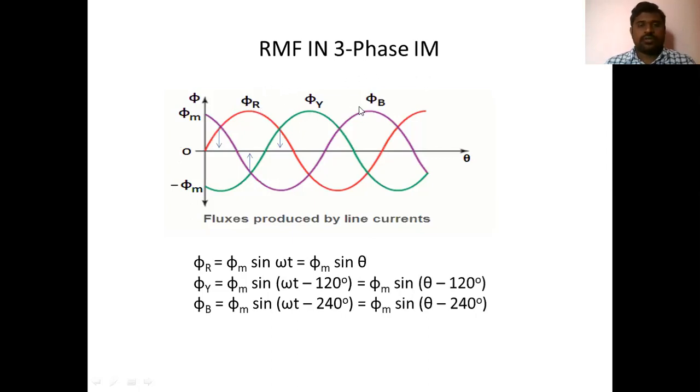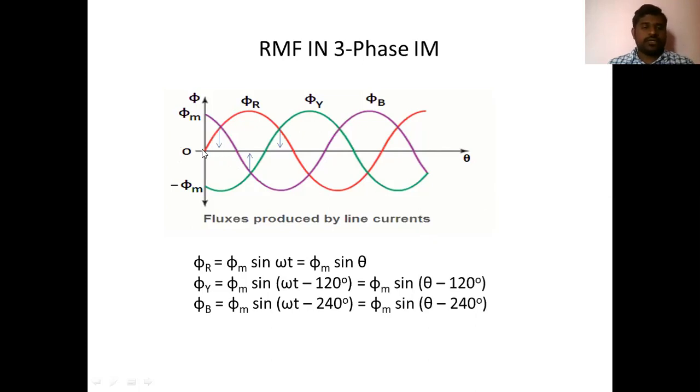So I am taking R, Y, B phase sequence. R phase flux is phi R, Y phase is phi Y, and phi B. Each phase is 120 degrees apart. So if you take phi R as phi m sin theta, the next Y phase will start after 120 degrees, and after another 120 degrees, that is 240 degrees, B phase will start. So this is the representation of fluxes produced by the line currents.